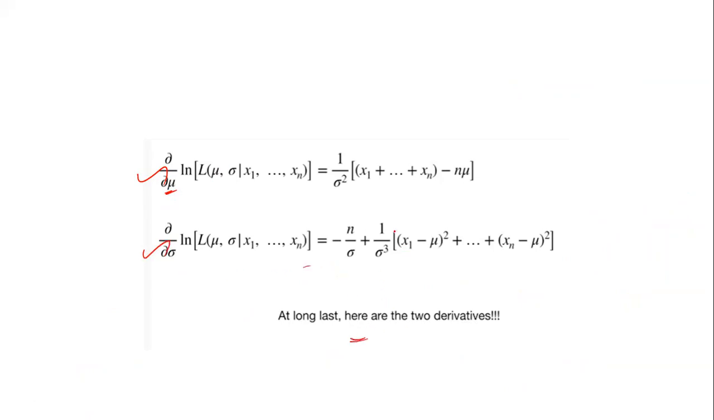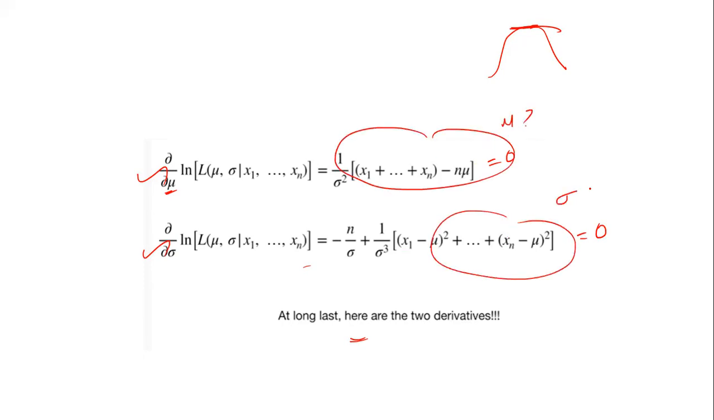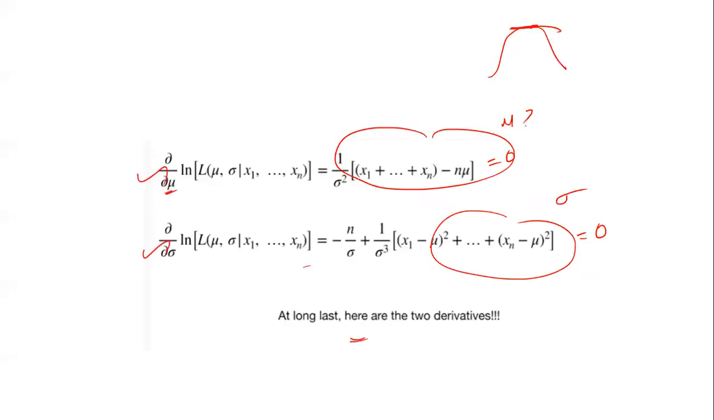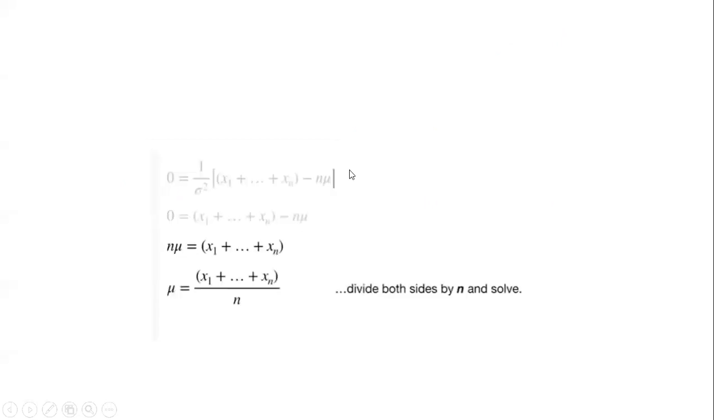Okay. Now the story is not yet over. To find the maximum likelihood, you recall the maximum likelihood point appears when the slope is 0. So we have to equate these two equations to 0. This equation we should equal to 0, and this also we have to equate to 0, and we have to solve this equation for mu, and we have to solve this equation for sigma. That is what we are going to do.